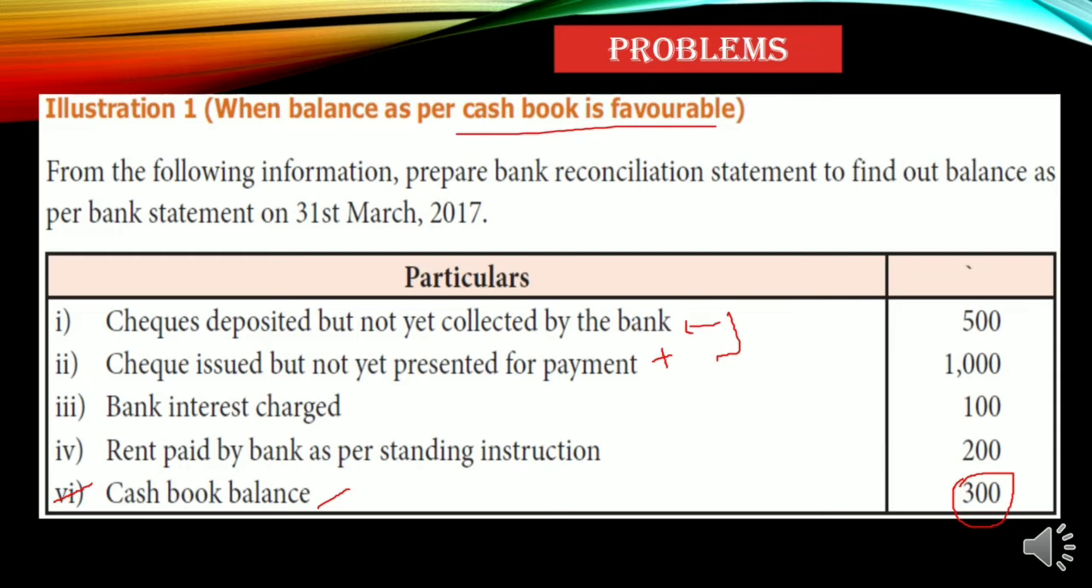And next, bank interest charged. Bank interest has been charged, so the amount has been reduced. They have reduced some money from me. And next, rent paid by bank as per standing instruction. Before itself we discussed this standing instruction. The banker has paid the money as per the instruction given by me to the banker, so the amount of money will be reduced. So now we go on to the solution.